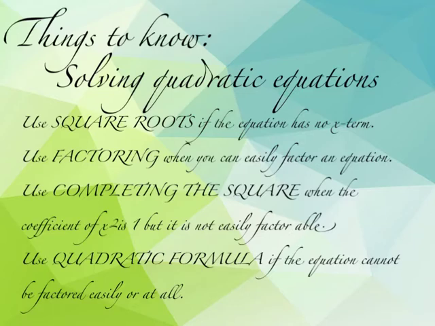So other things to review over that we'll be doing is solving quadratic equations. That's when we have a quadratic equation. Typically, we'll set it equal to 0. And here are when you use which method. You use a square root if the equation has no x term and you're only looking at x squared equals 9 or something like that. You use factoring when you can easily factor the equation. You use completing the square when the coefficient of your x squared term is 1, but it's not easily factorable. And then you use the quadratic formula if the equation cannot be factored easily or even at all.